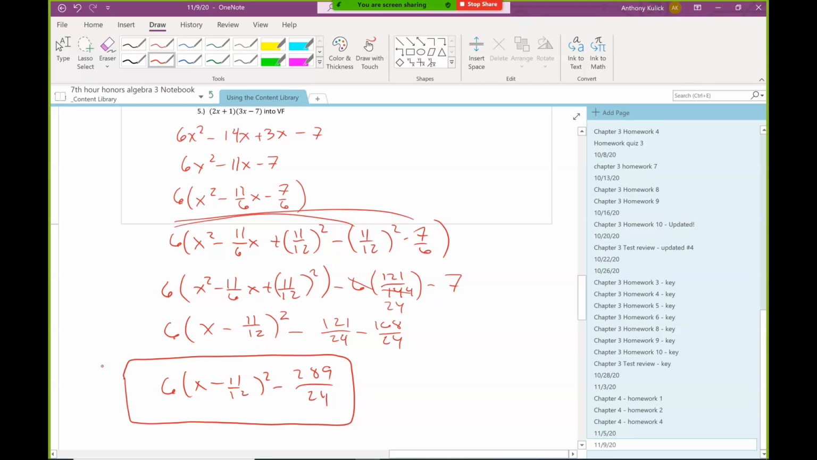Does that feel okay? Yeah. Well, here's, I know it doesn't reduce any, because 2 doesn't go into 289. And 3 doesn't go into 289, and those are the only prime factors of 24. So if those don't go in, it doesn't reduce. So I think that's as good as you can do. Does that feel okay? Yeah, I just messed up.